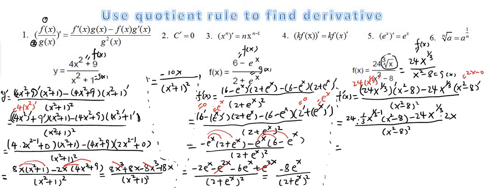So this guy will be 8. Well, 1/3 minus 1 is going to be negative 2/3, times x squared minus 8, and this guy will be negative 48, 1/3 plus 1 is going to be 4/3. And then we have what? We can simplify it. We can do the distribution.